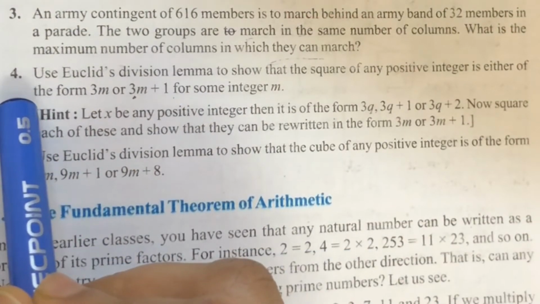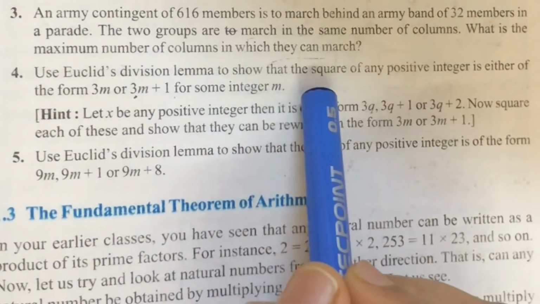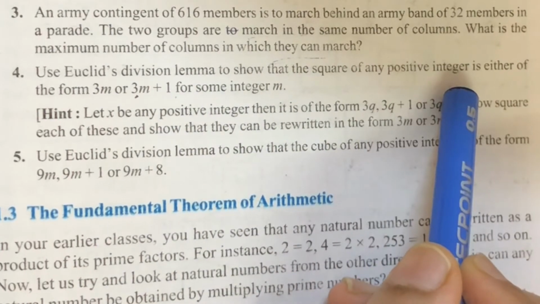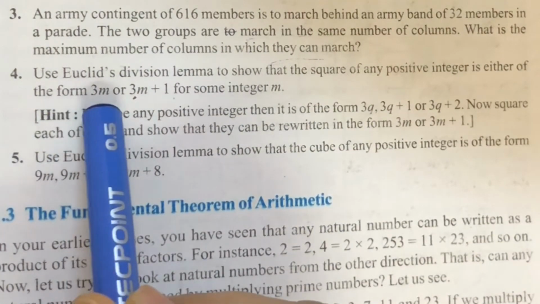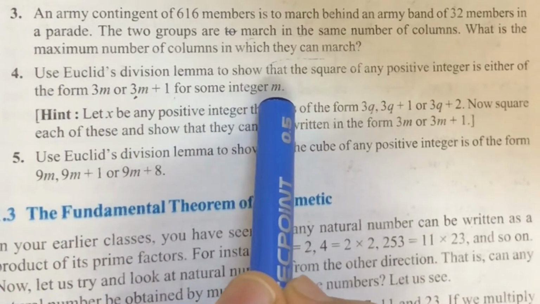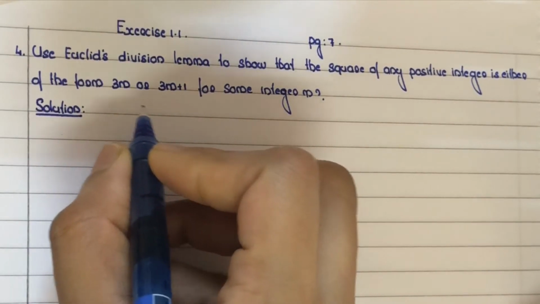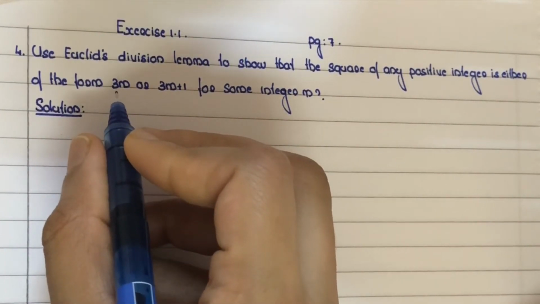Next, question number 4. Use Euclid's division lemma to show that the square of any positive integer is either of the form 3m or 3m plus 1 for some integer m. First step, let a be any positive integer and b is equal to 3.